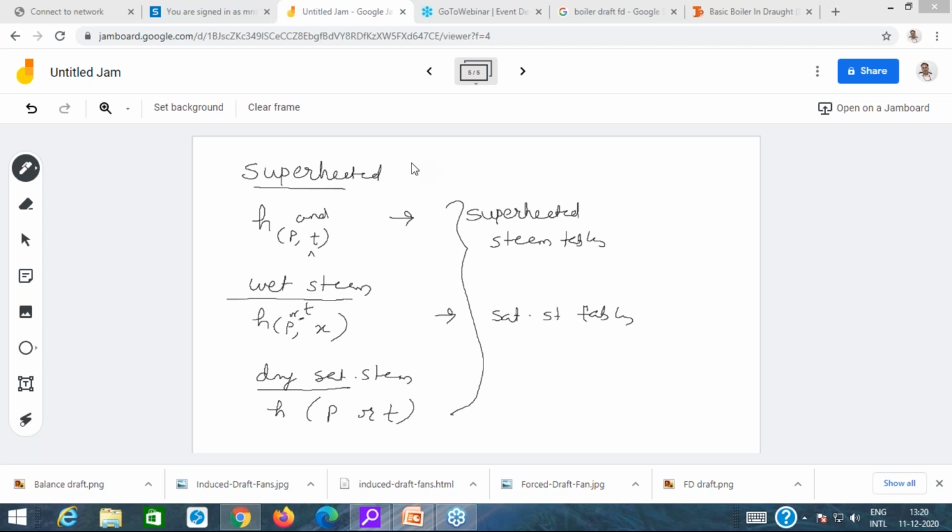So now let me go to another type of problem which is asked in the examination. This is about the heat balance of the boiler. What I mean by heat balance will be clear to you as you write down this problem. So write down this problem now. This is again a university problem.